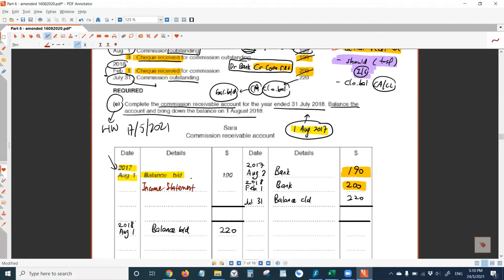Income statement. And what is the amount? The amount is the should amount that you have to find out, right? And then the date is the year end. Make sure you write the date. The date earns you marks as well. Okay, sorry, the date should be July 31st.